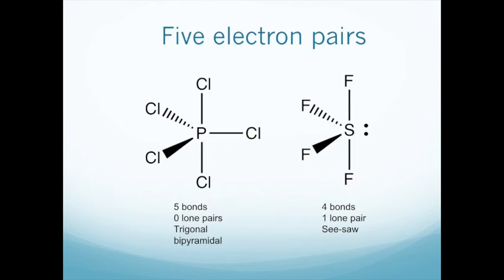If you have 5 electron pairs consisting of 5 bonds and 0 lone pairs, this will be something called trigonal bipyramidal, which we just discussed. And if one of those bonds is instead a lone pair, it's something we call the seesaw structure, because we like to have fun in chemistry.